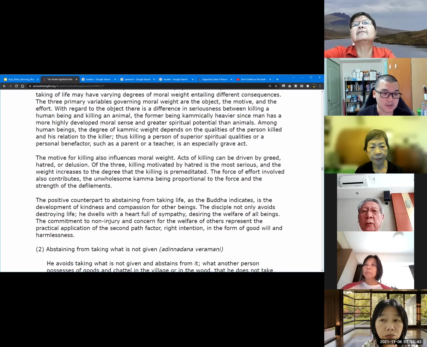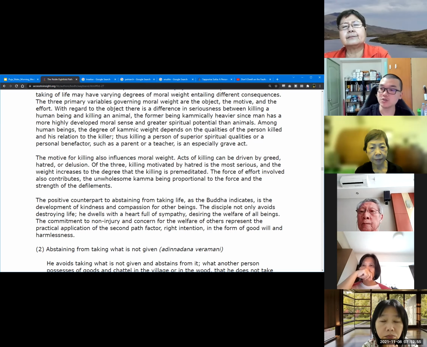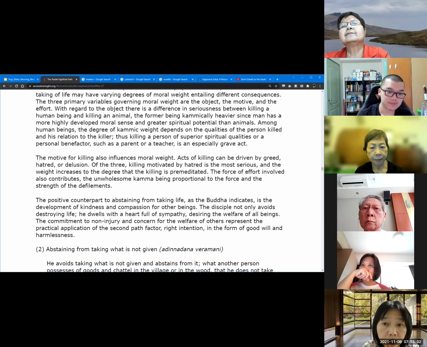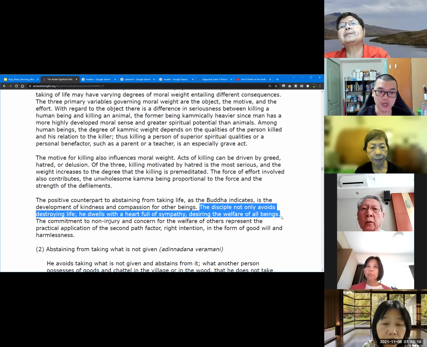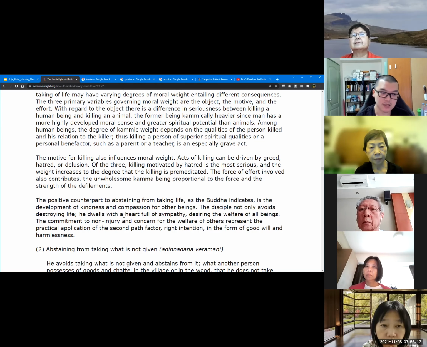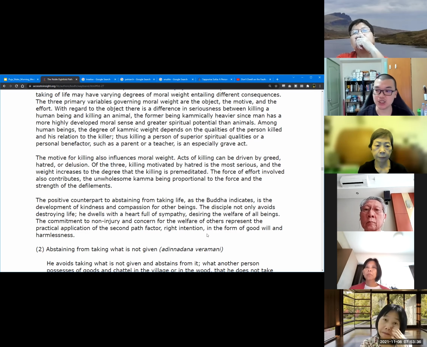Thanks, Romy. Here it covers more about the positive side, the positive counterpart of killing. As the Buddha indicates, we go back again to the development of loving kindness and compassion for other beings. So we not only avoid destroying life, but we dwell with a heart full of sympathy, desiring the welfare of all beings. The commitment to non-injury, to non-killing, and concern for the welfare of others represent the practical application of the second path factor, right intention, in the form of goodwill and harmlessness. So we can see how some factors influence and reinforce each other.